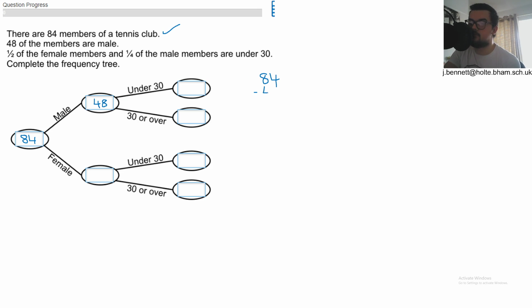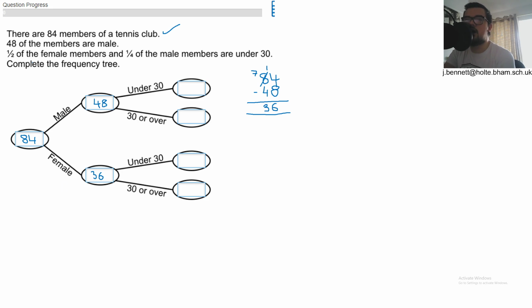84 minus 48. 4 minus 8, we can't do that. We pinch 1 off this 8, becomes a 7. 14 minus 8, that is 6. 7 minus 4 is 3. So we can put a 36 here.